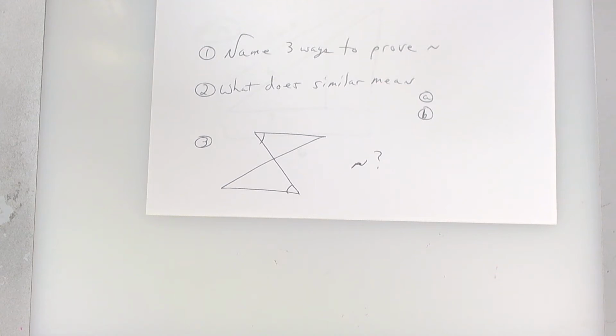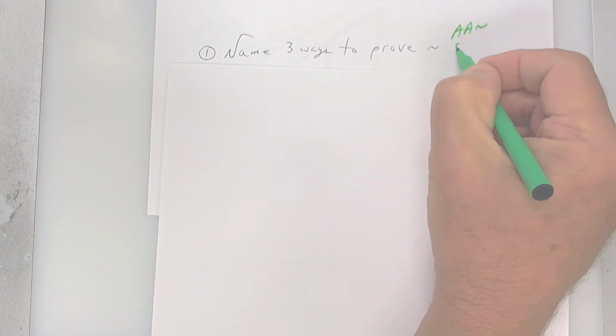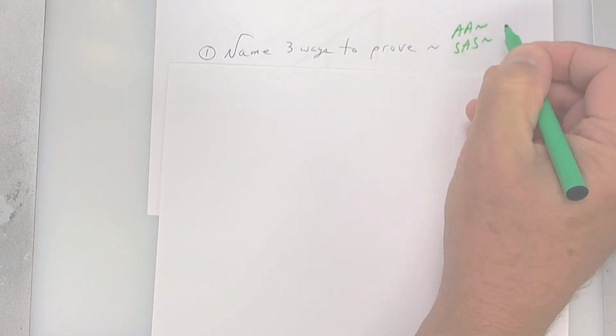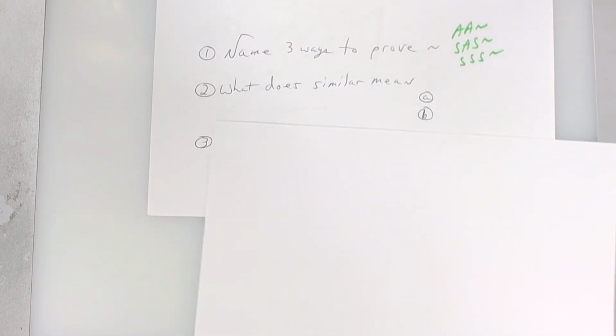All right, on this one right here, name the 3 ways to prove similarity. Well, one of them is angle-angle similarity, side-angle-side similarity, and side-side-side similarity. Those are the 3 ways.